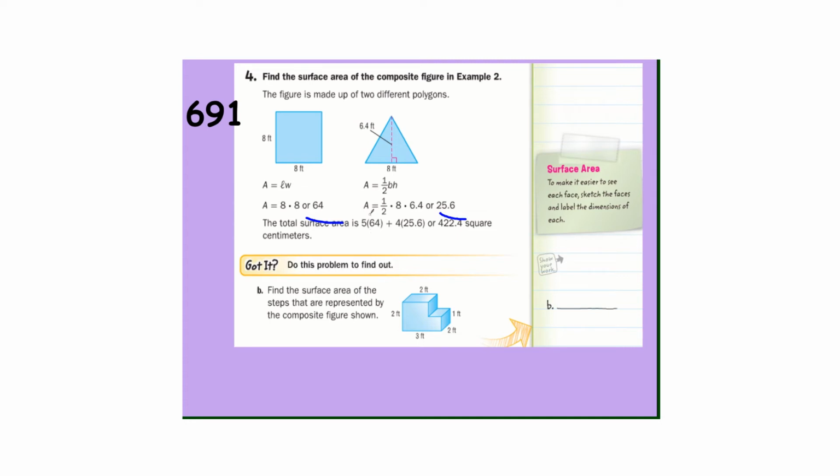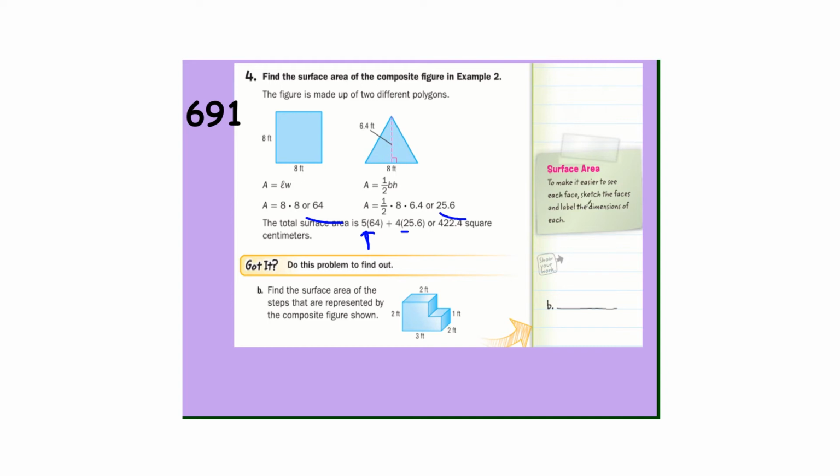Now, this is where a lot of people make a mistake. There's only 5 of those, not 6 of those, because look at that figure. How many of them are touching the surface? Like if I were painting it, how many sides would I have to paint of that cube? Just 5. There's 4 of those. Add them together and you get 224.